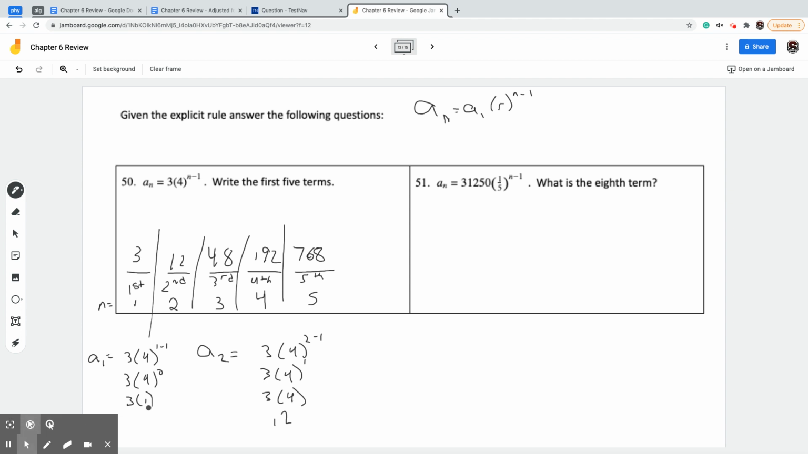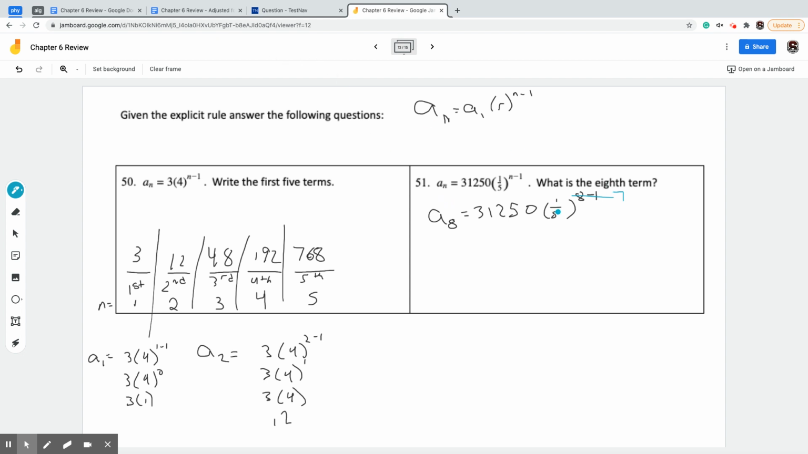Number 51 is asking you to take this and find the 8th term, which means I'm looking for a sub 8, which means the 8th term is equal to all of this times 1/5 to the 8 minus 1, which we all know 8 minus 1 is simply a 7. The rest of it, I don't really know, so I'm going to go to my calculator.